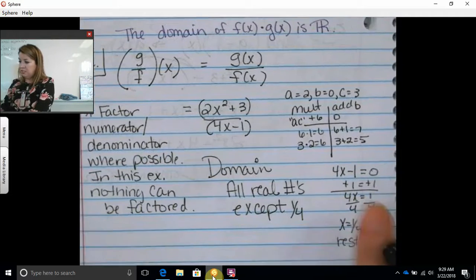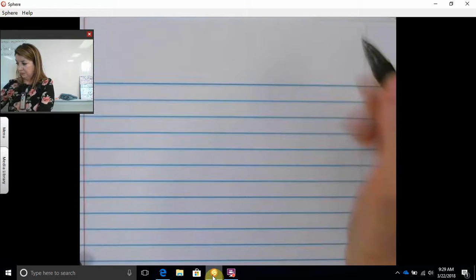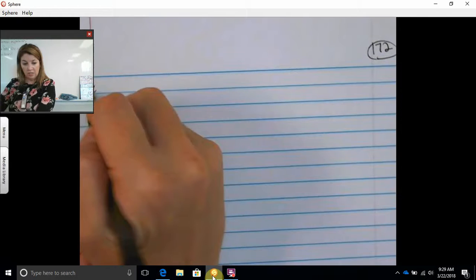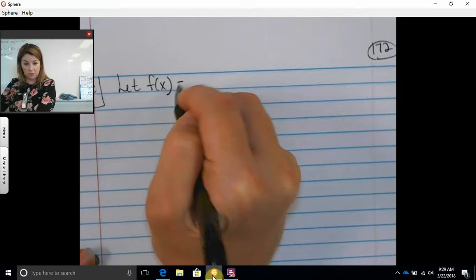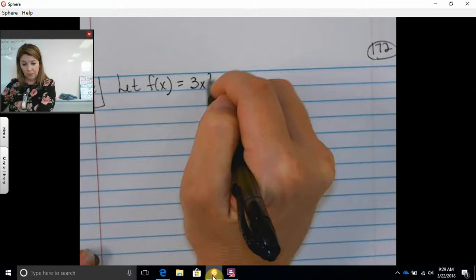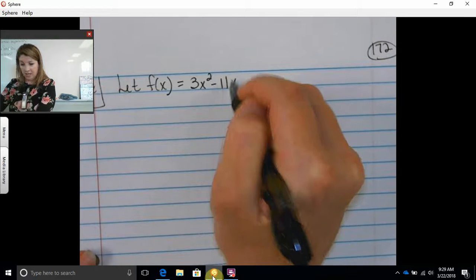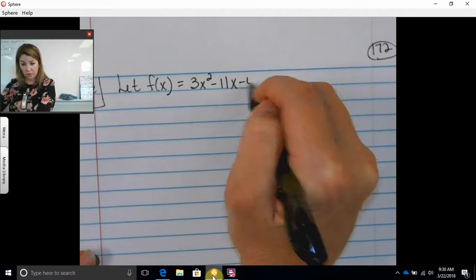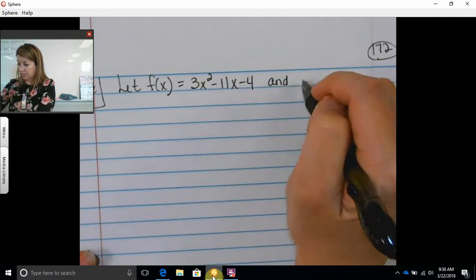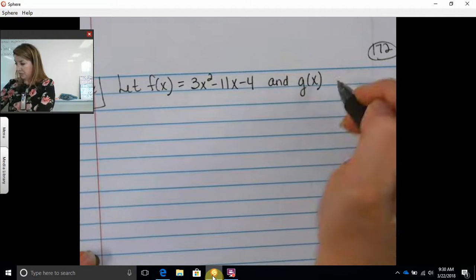Okay, page 172. New functions. Let f of x equal 3x squared minus 11x minus 4 and g of x equal 3x plus 1.